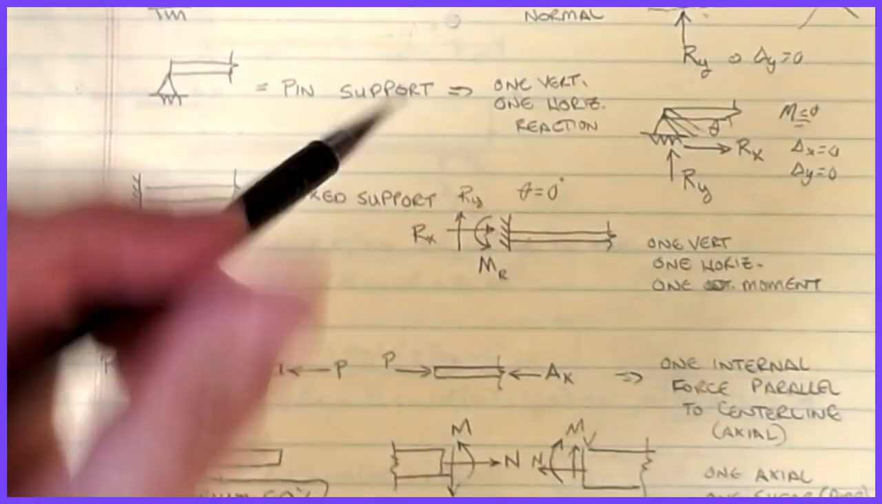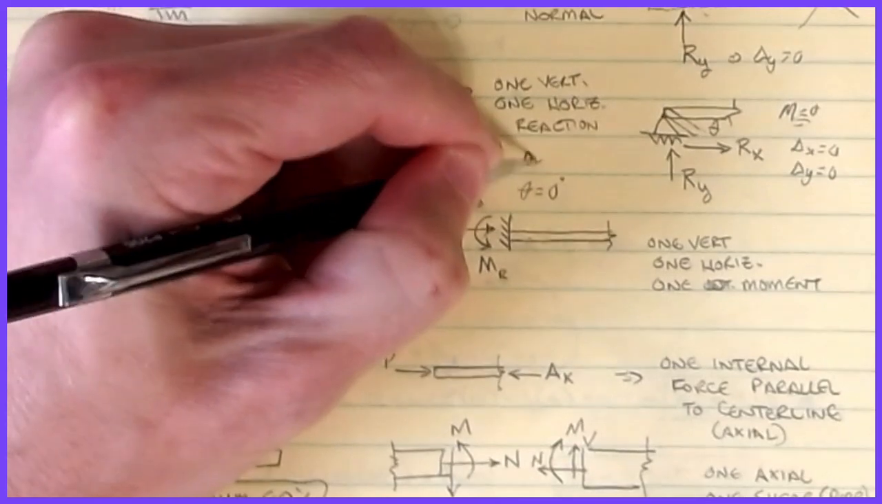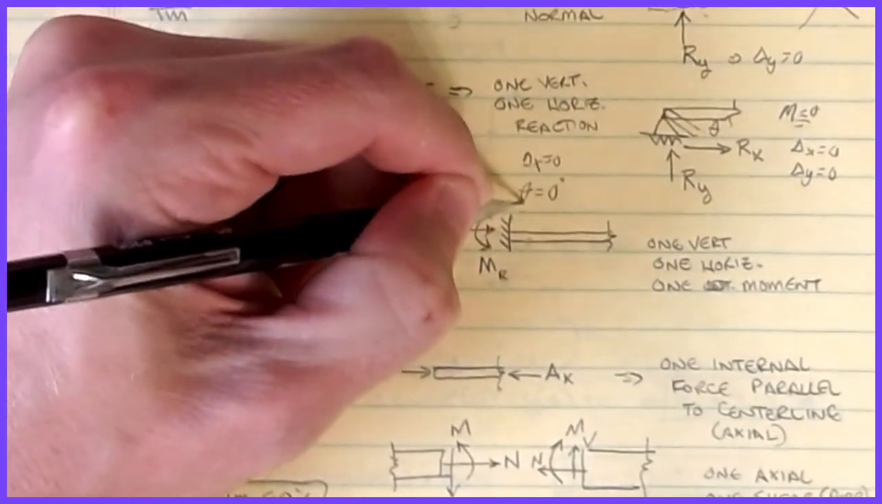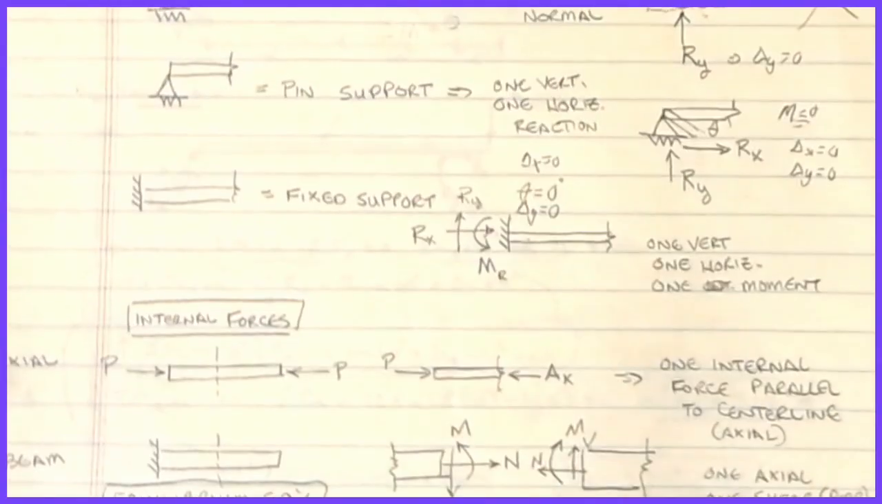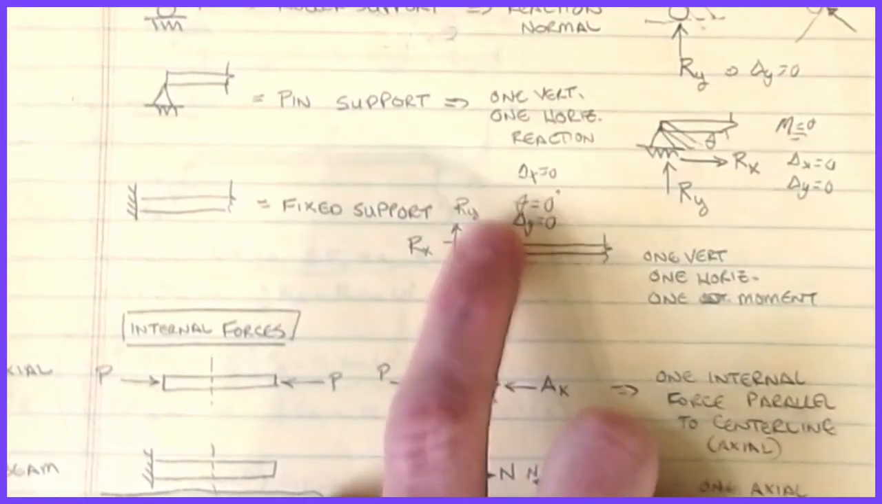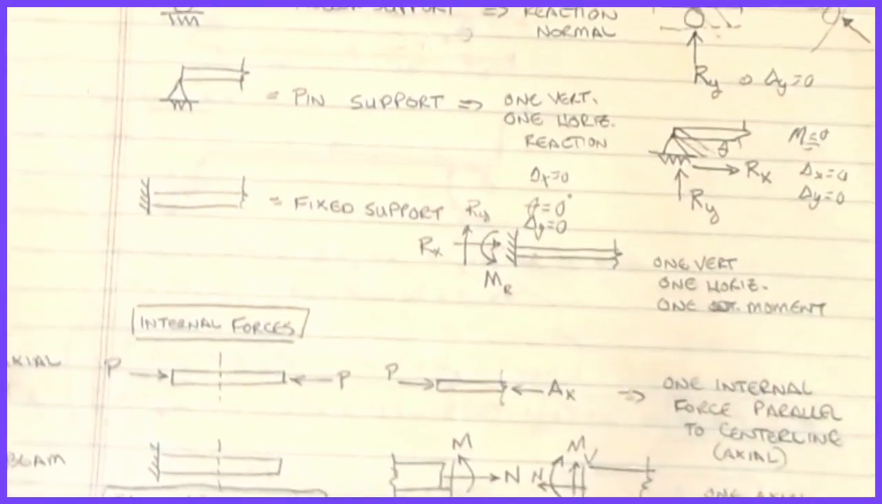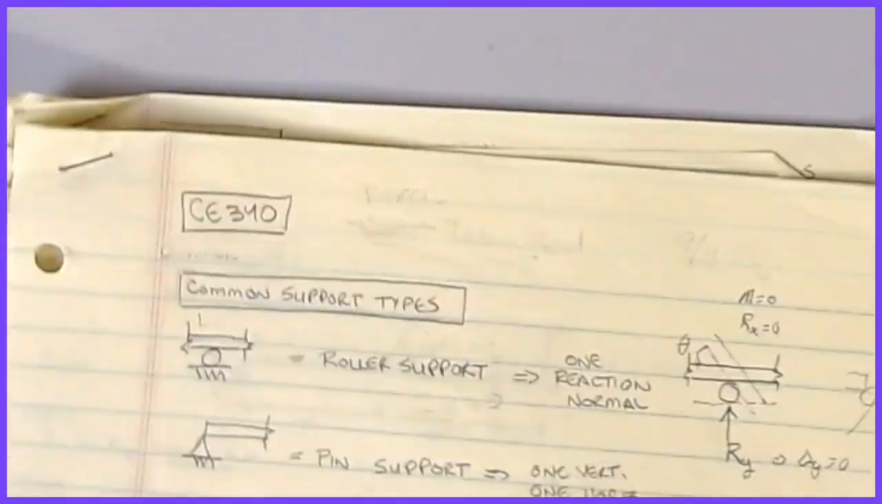Now I have all 3, so here theta is 0, delta x is 0, and even delta y is 0 on that, because it's not free to move up, left, or rotate as a result of that. So that's what we have happening there.